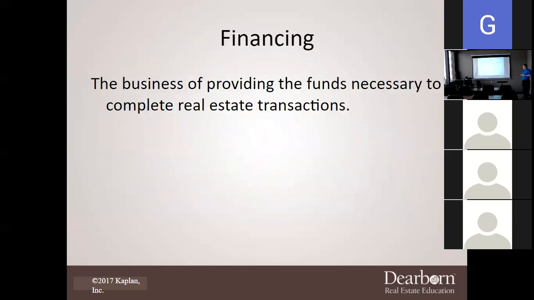Another option is financing, and it's the business of providing the funds necessary to complete the real estate transactions. Real quick on this, we've talked about this before, you could get your mortgage broker's license. That's what this falls under.